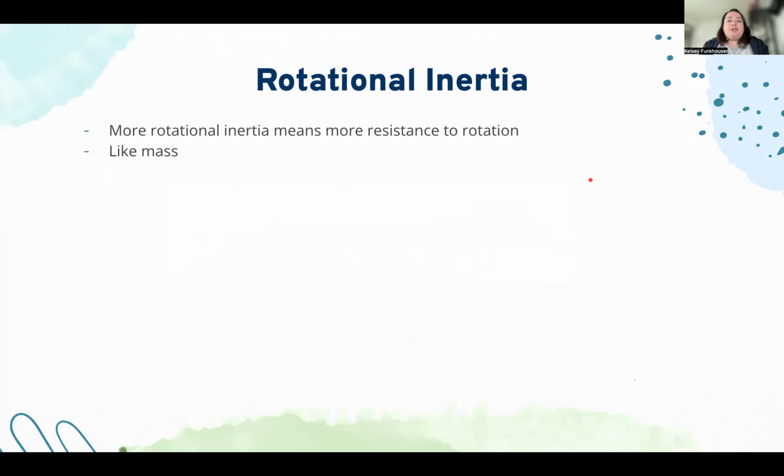More rotational inertia means there is more resistance to rotation about that axis. This is similar to a more massive object resisting acceleration. A larger rotational inertia resists rotation.